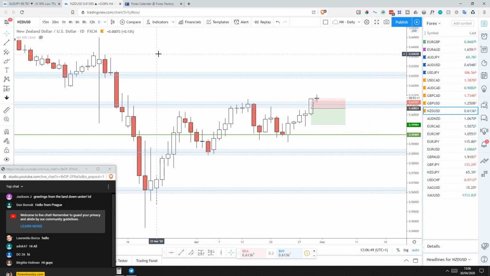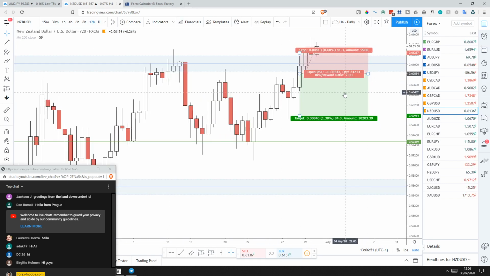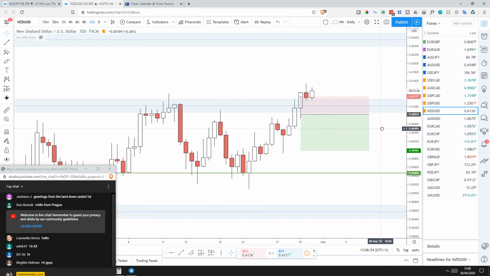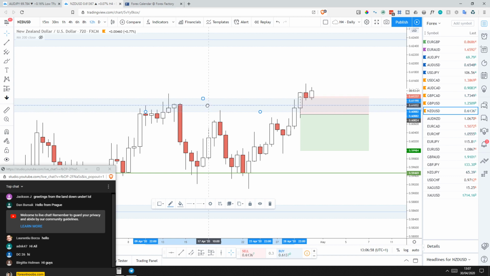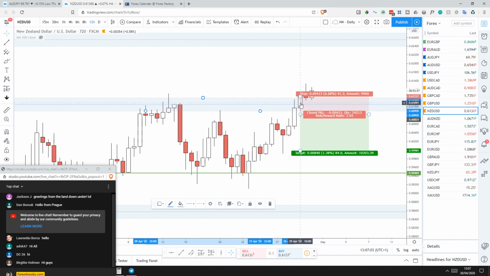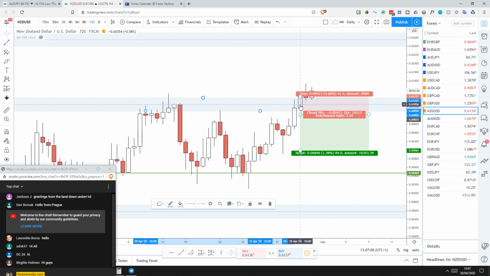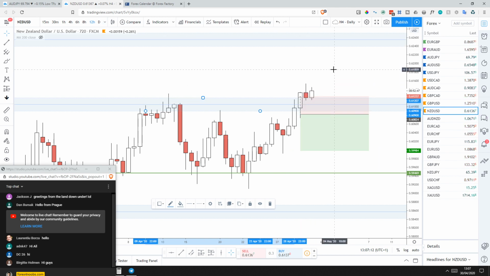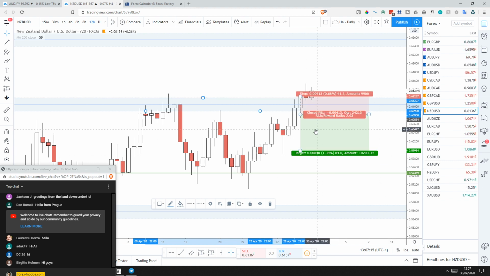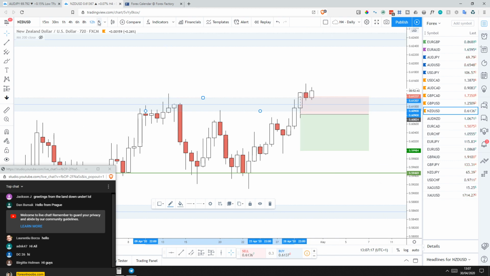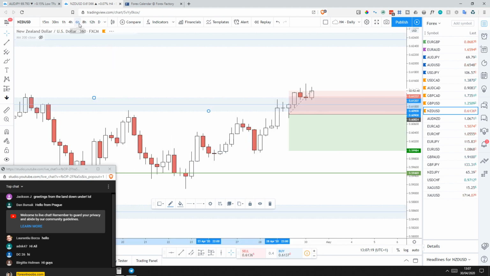NZDUSD, there was a potential long here yesterday. I was talking about it during the analysis. At the time, it looked very different to what it looks like now. Price was kind of forming a similar candle to this 12-hour candle, but down here. Obviously, I didn't end up entering this one because by the time the webinar had ended, it had already pushed up significantly. I think we were talking about it on the 6-hour, weren't we? Yeah, we were.